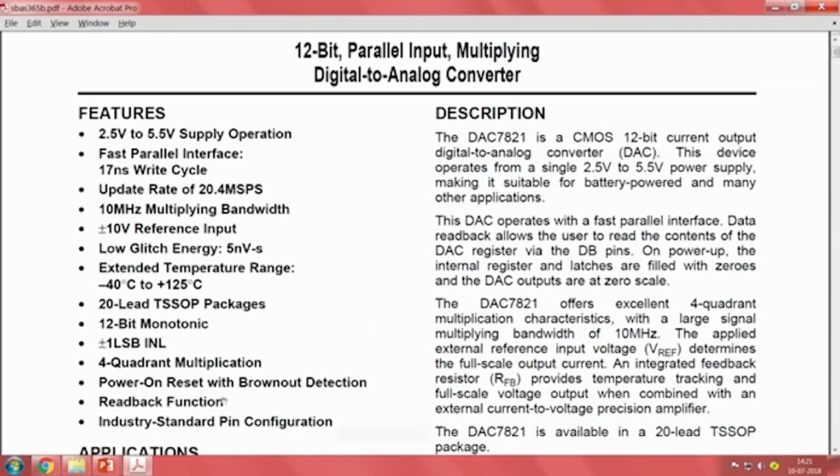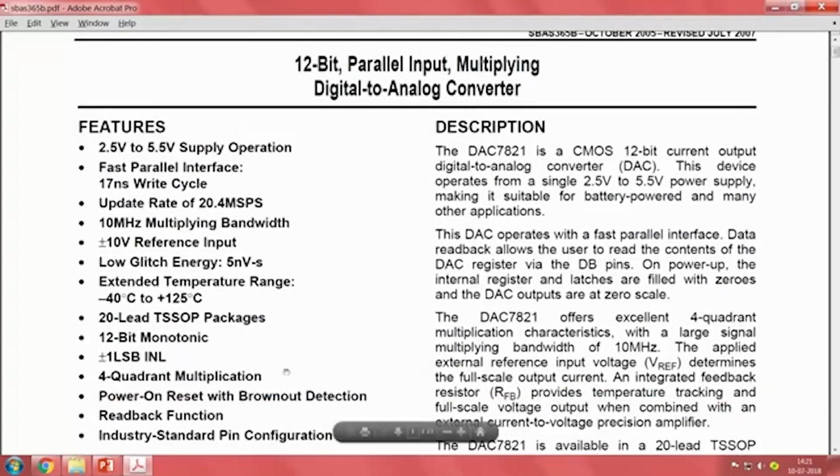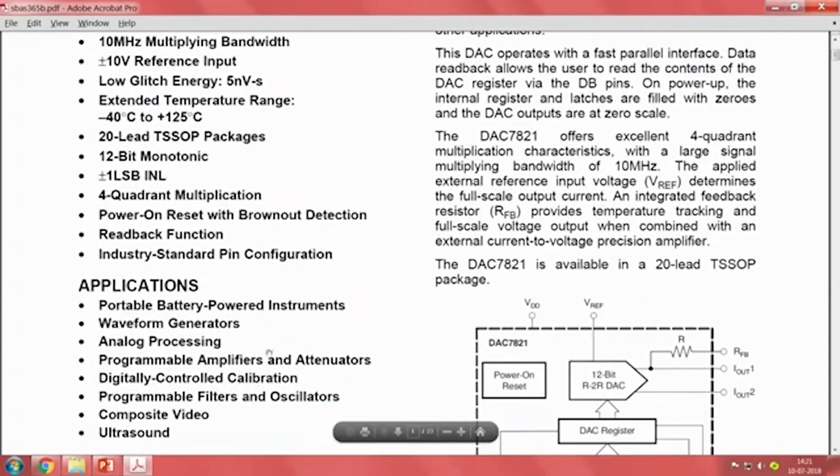Okay. Then read back function, industry standard pin configuration, that is TSSOP. So, these are the main features. In the data sheet, first they will show you the main features. Next, what will they show you? They will show you applications. What are the applications? This is for your general understanding.